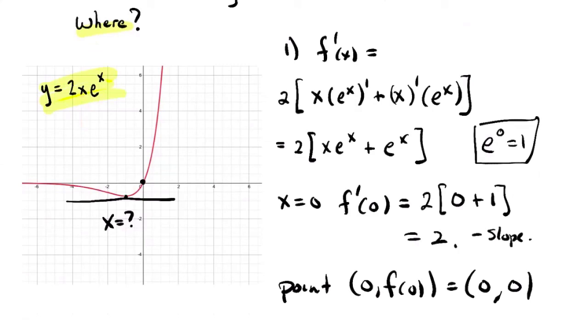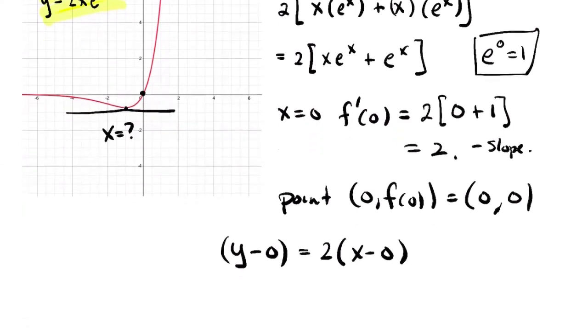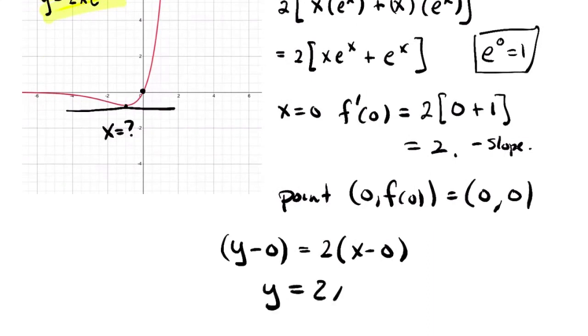So we want a line through the origin. We want a line through the origin. So the y-coordinate is 0 and the slope is 2. So I'm writing y minus the y-coordinate that I know is 2 times x minus the x-coordinate that I know. And if you simplify that, that's the line y equals 2x.